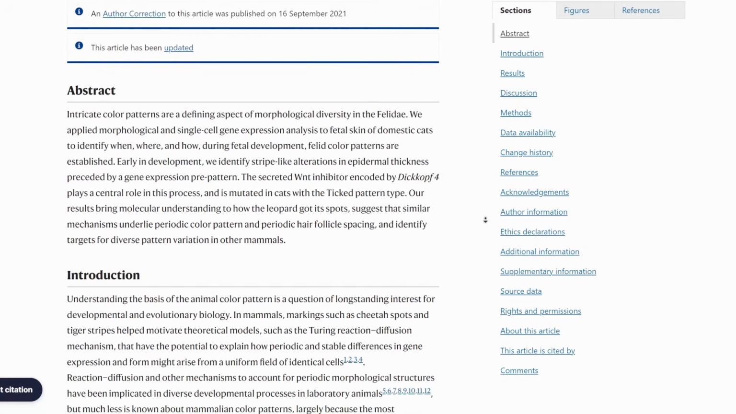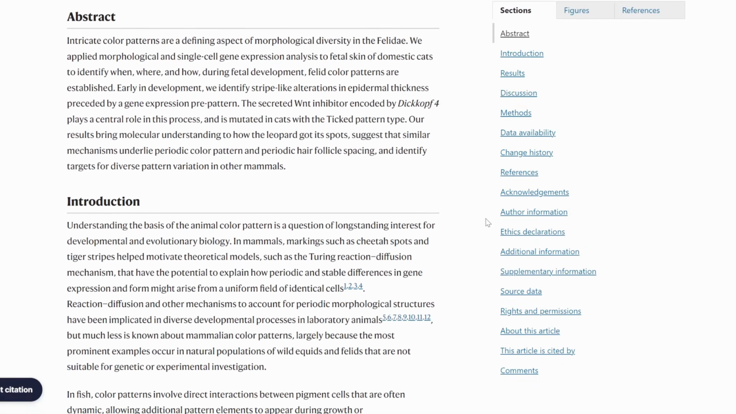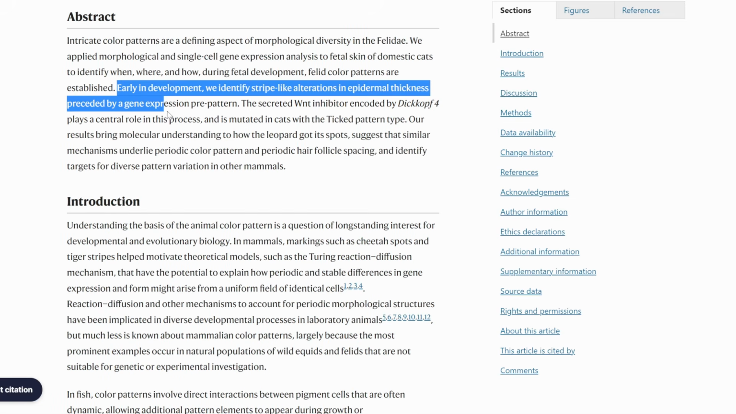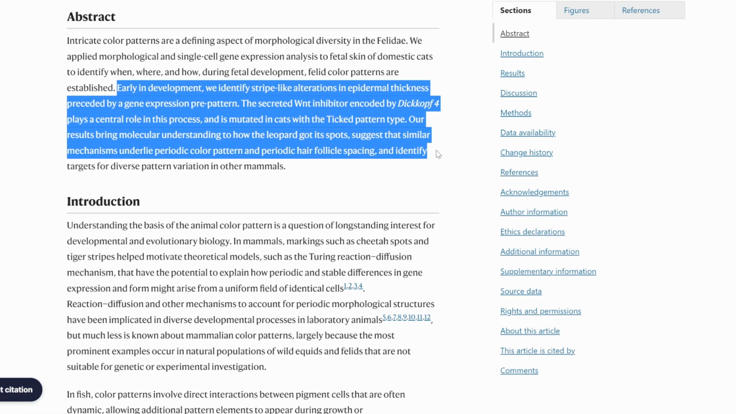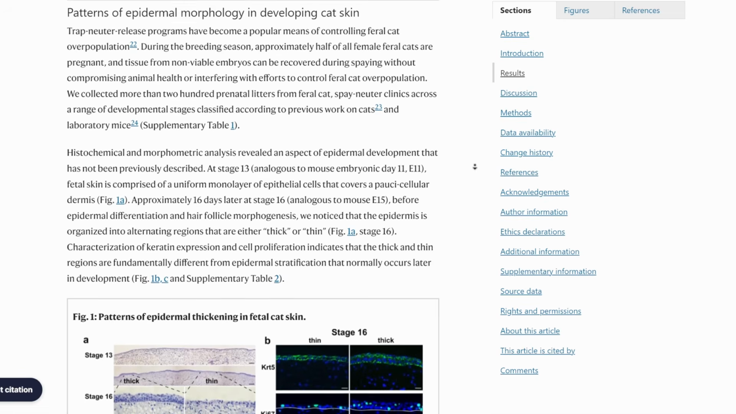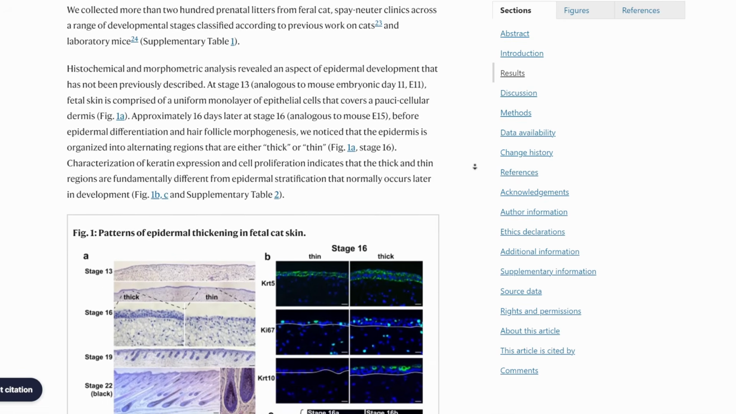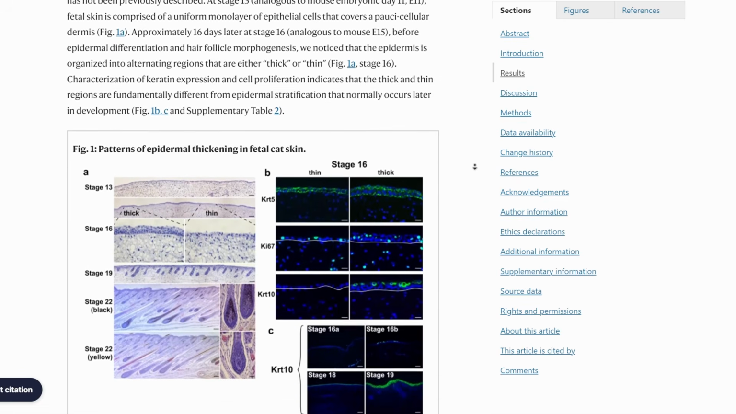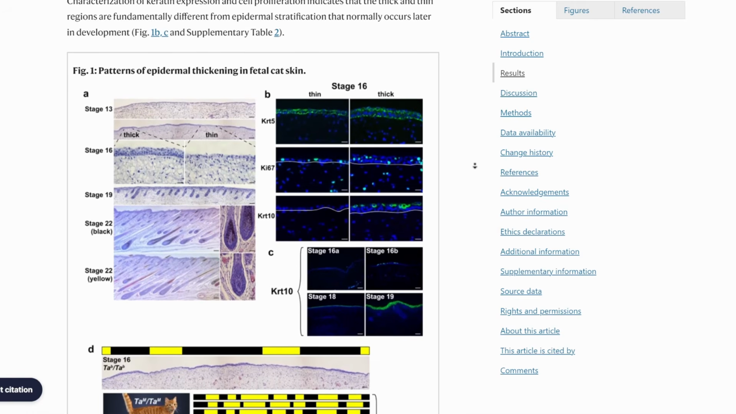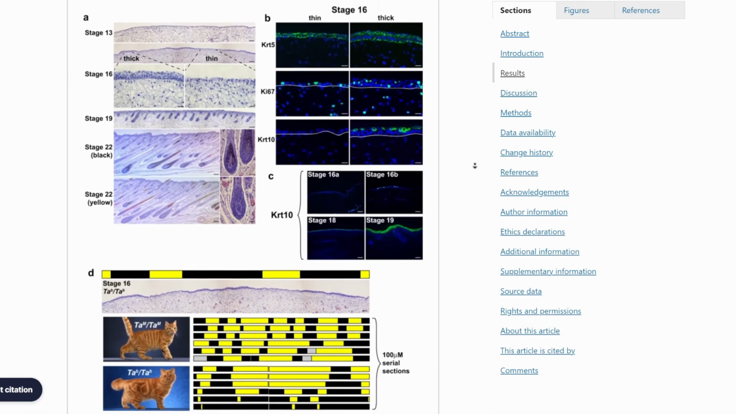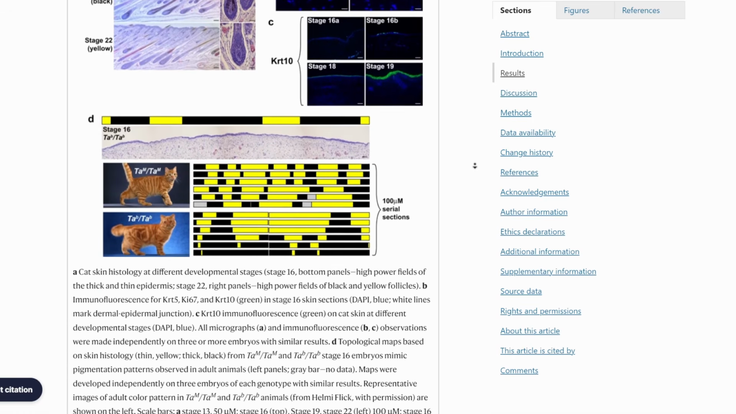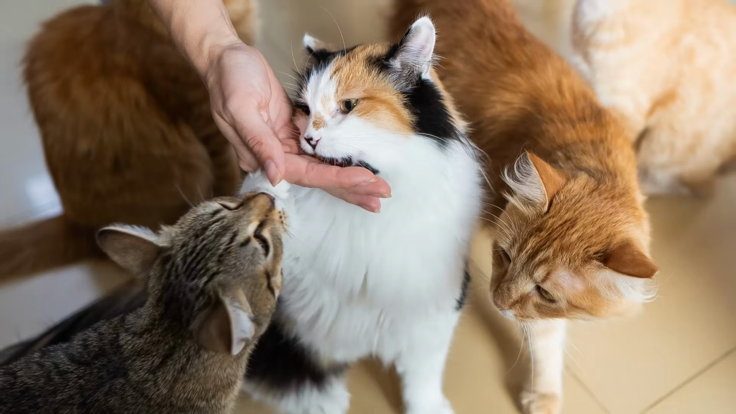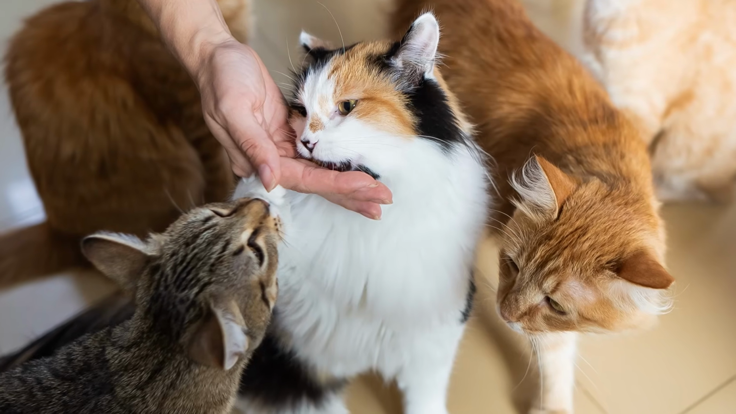So researchers looked at kitten embryos between 25 and 28 days old, and they could tell that even at this early stage, the embryos were starting to develop patterns in their skin that would later give way to the patterns of their coat. So these patterns of thicker and thinner skin would eventually start giving way to different expressions of genes and cells that would eventually lead to the coat pattern that they would develop as adults. And so basically the body already knows what kind of pattern the cat is going to have as an adult at a very, very early stage of development.